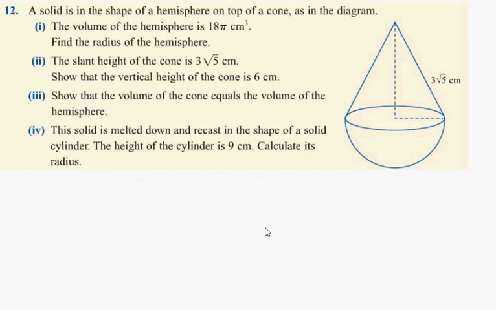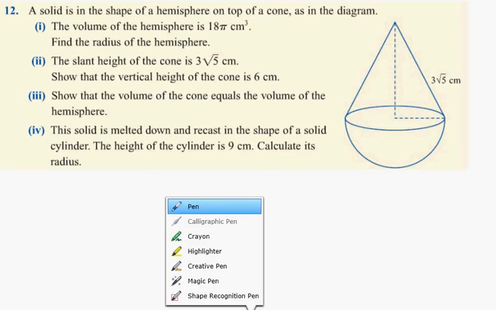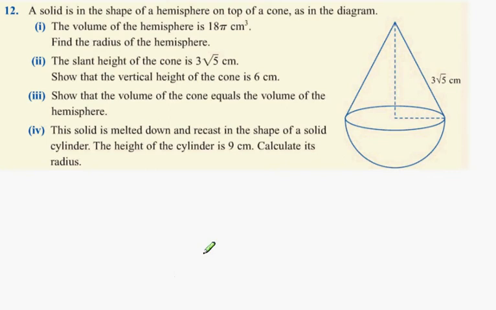Thank you. Alright. What you do here, guys, is underline keywords, okay? Keywords to this question. Just concentrate all your energy on part 1. Volume, hemisphere, 18 pi centimeters cubed, radius. What do you think you're going to do? Volume of a hemisphere formula. Unfortunately for us, there's only the volume of a sphere formula in our tables. How do you turn a sphere into a hemisphere?